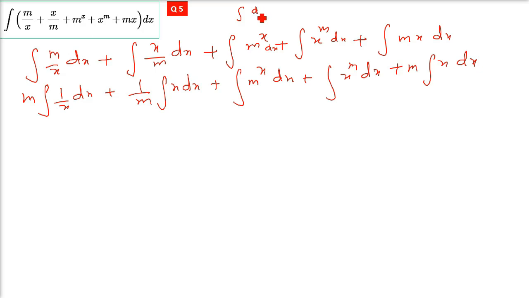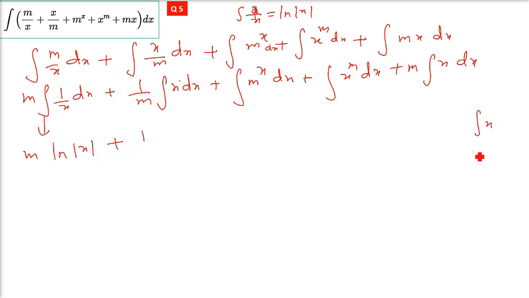Integration of 1 by x is simply ln x, log x. ln is simply log with base e. And always we write it in modulus, always positive sign. We cannot have a negative sign. So ln modulus x is log base e modulus x, that is the absolute value of x.